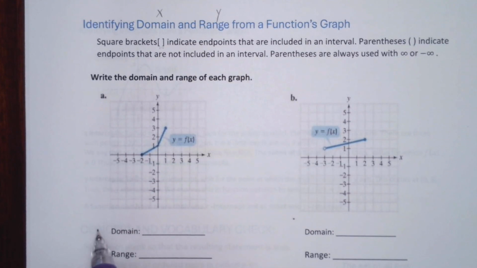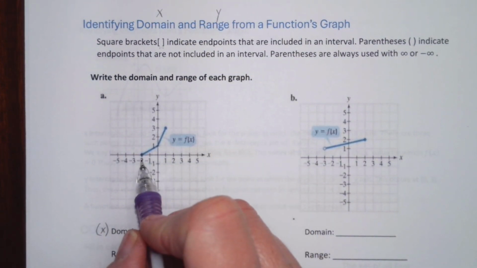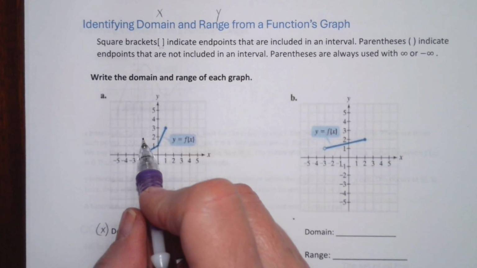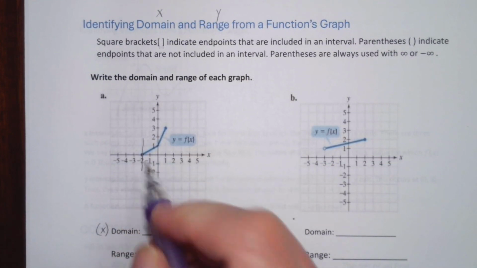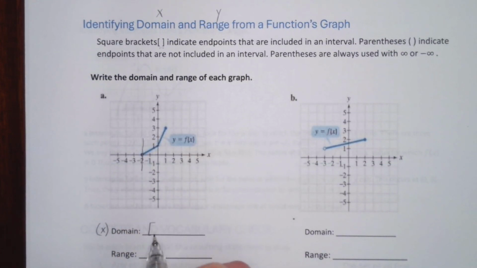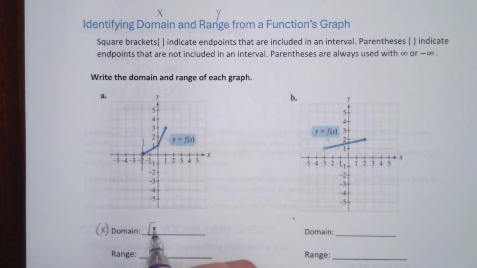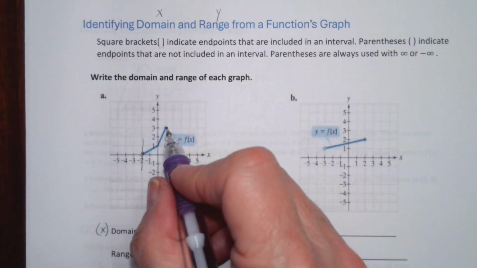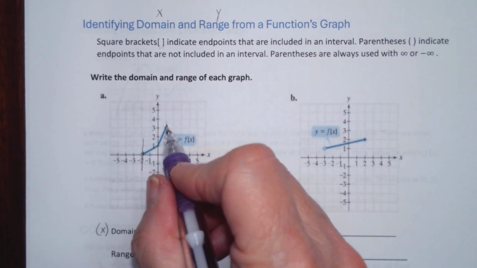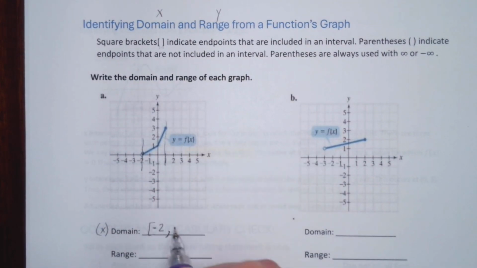So our domain is our x. To know where our x values are, well, our x values here start at -2, and it's closed, so this is filled in. So this is going to be -2, then I do a comma, and I look to where my graph ends, which is at 1. And that is my domain.